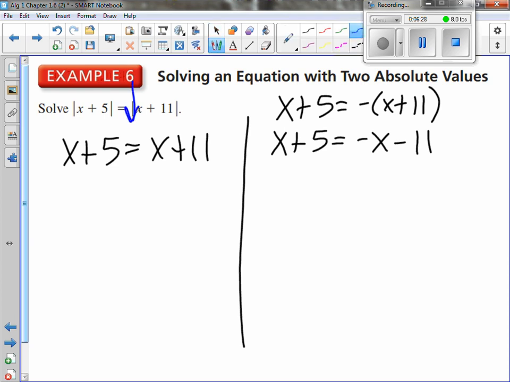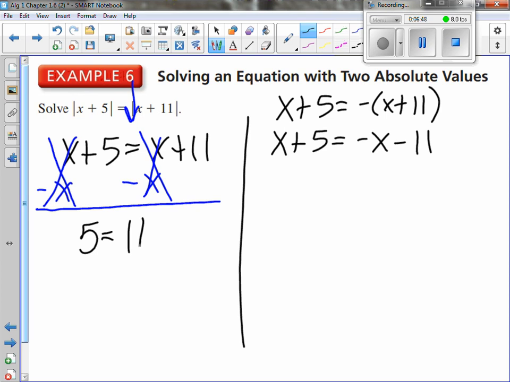So let's look at this side here. Well, I'm going to get x's on the same side. So what would I do with this here? I would subtract x, yes? Well, x minus x is 0, yes? So what I'm left with is 5 is equal to 11. Is 5 equal to 11? No, this is a false statement, isn't it? So this side doesn't work at all. And that's kind of why I'm showing you this here. It doesn't mean both sides will, but let's look at the other side.